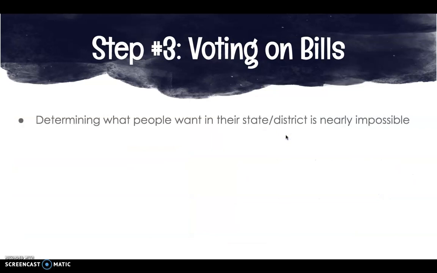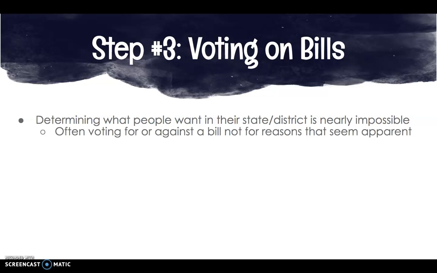Now, voting on bills, it is almost impossible to determine how representatives and senators are going to vote. It's really hard for them to determine what people want in their state and district. So these representatives will often look to town hall meetings, public opinion polls, they'll search their mail, their emails for what their constituents are looking for.